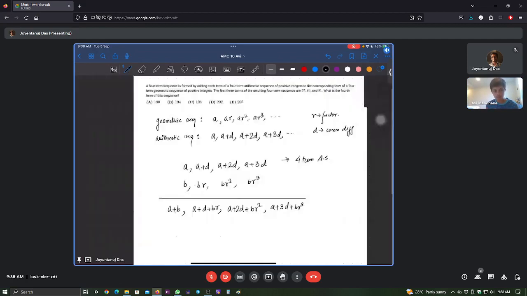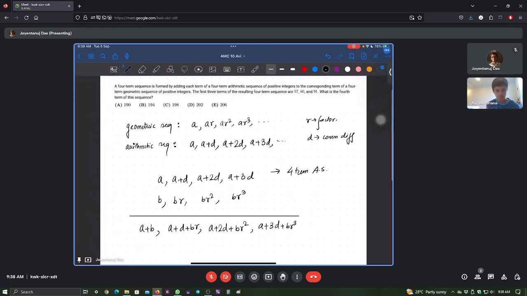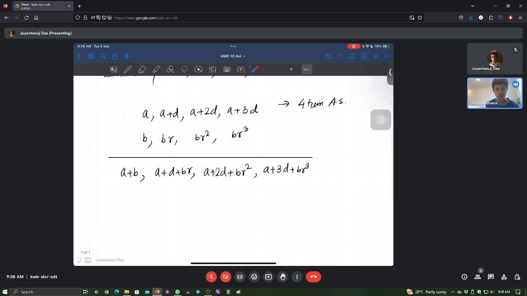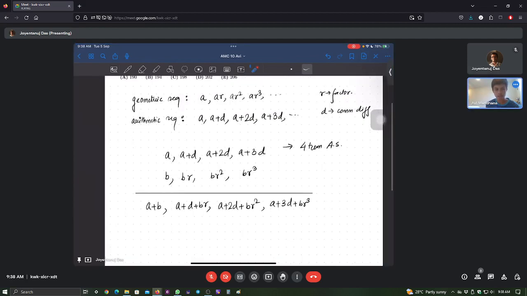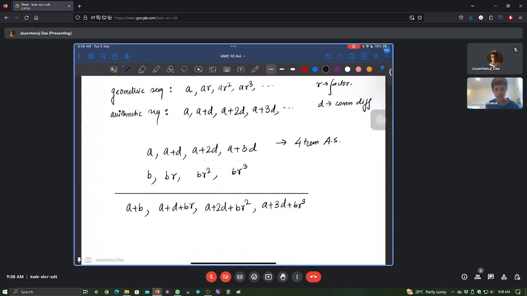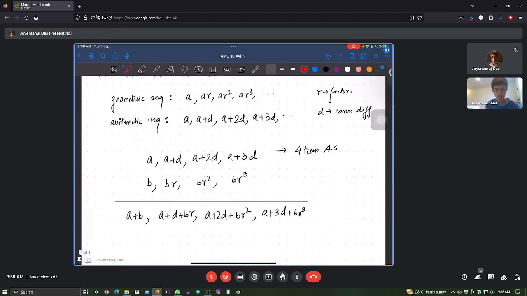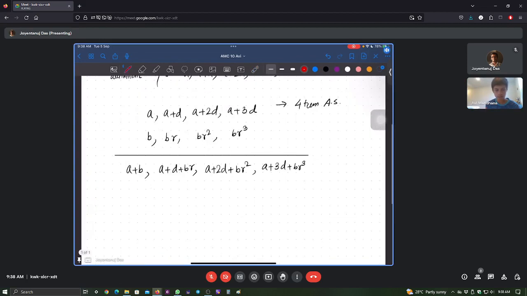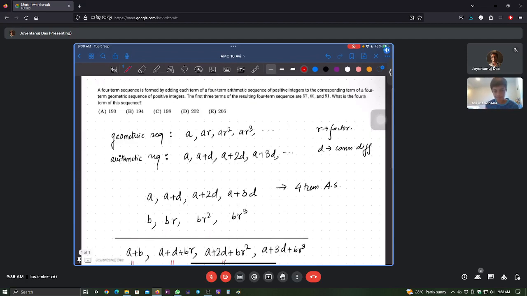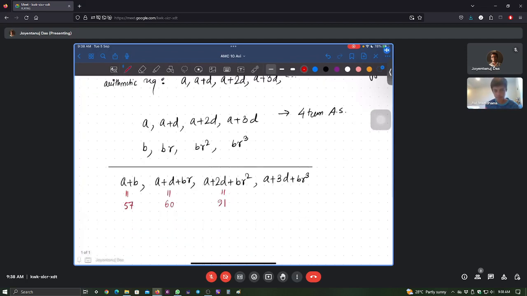Now let us see what other information they have given. They have said that the first three terms of the resulting four-term sequence are 57, 60, and 91. So I'm wondering, can I solve this like a system? Yes, that is what you have to do. So this one is 57, this one is 60, and this one is 91, right? And they have asked you to find the fourth term. So this is the question.